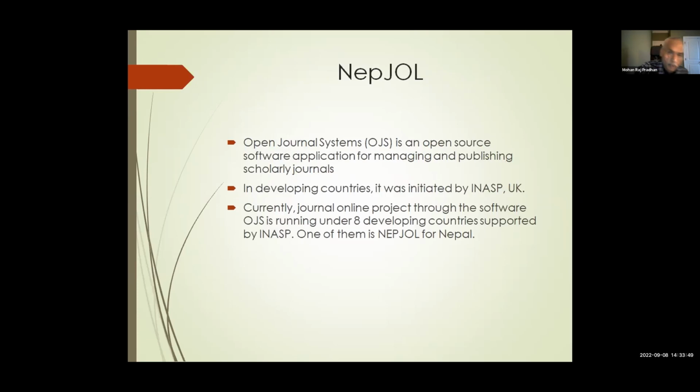NEPJOL, what is NEPJOL? Open Journal Systems is an open source software application for managing and publishing scholarly journals. In developing countries, it was initiated by INASP UK. Currently, the Journals Online project through the software OJS is running in 8 developing countries supported by INASP. One of them is NEPJOL for Nepal.